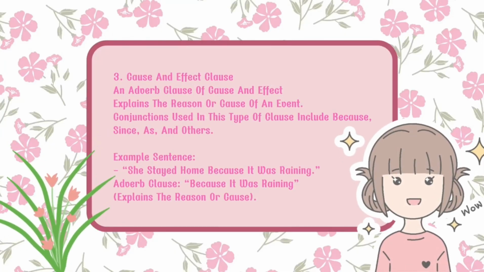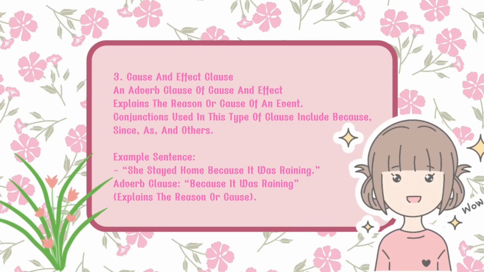Next is cause and effect clause. An adverb clause of cause and effect explains the reason or cause of an event. Conjunctions used in this type of clause include because, since, as, and others. For example, she stayed home because it was raining. The adverb clause because it was raining explains the reason or cause.